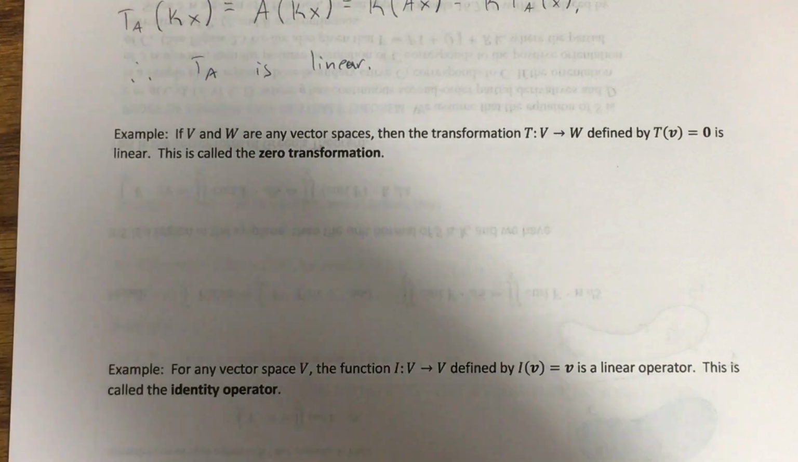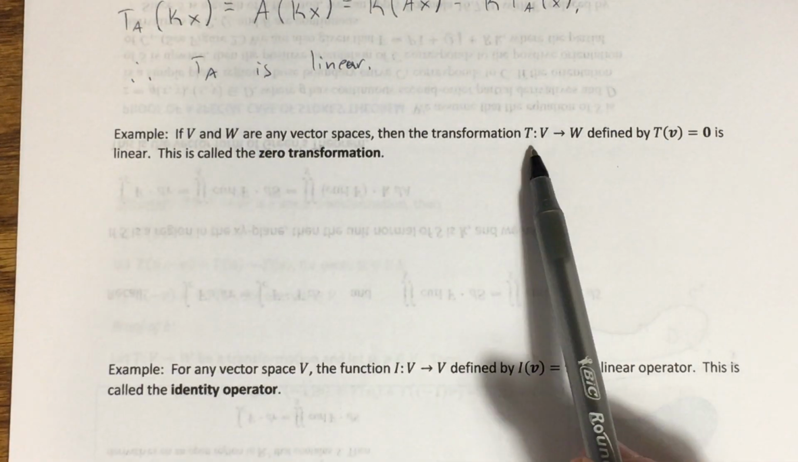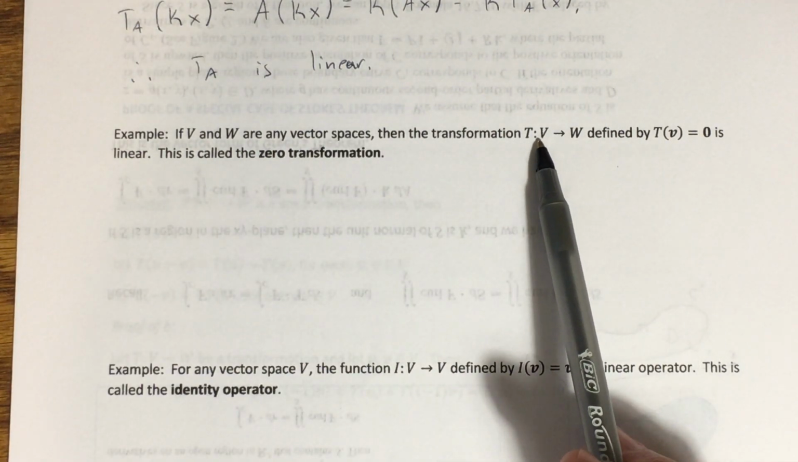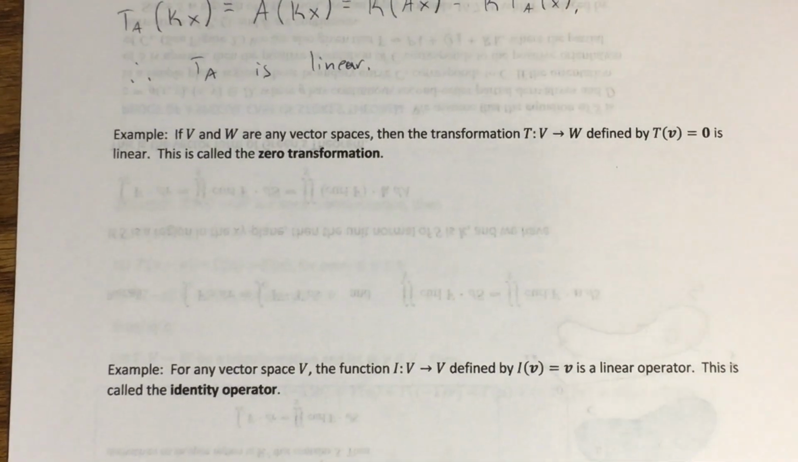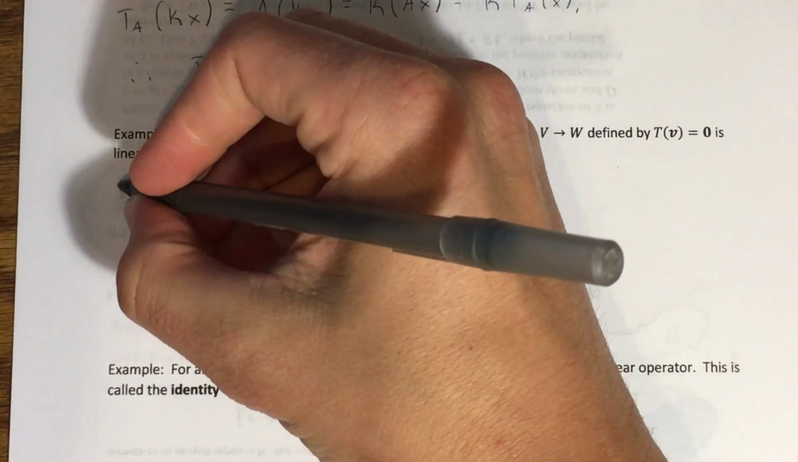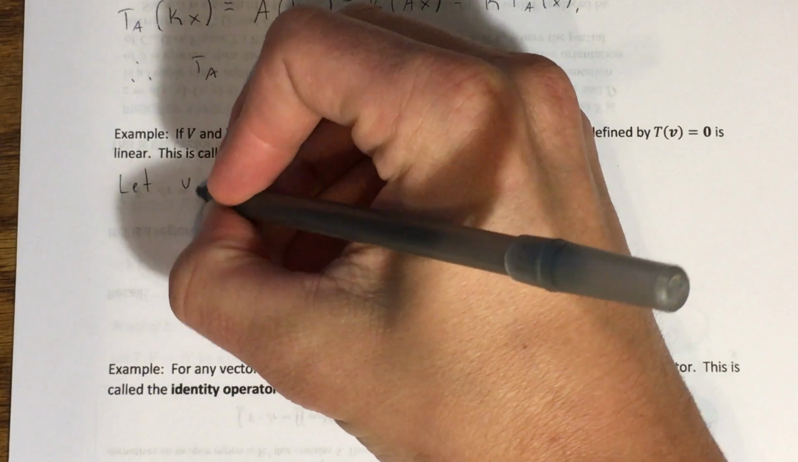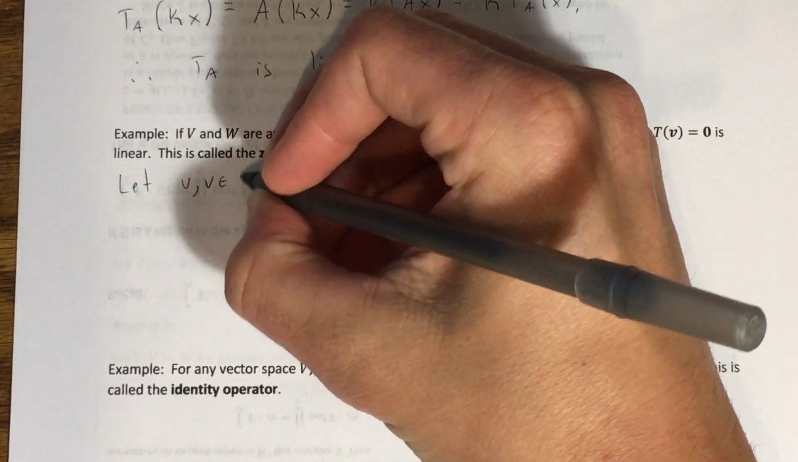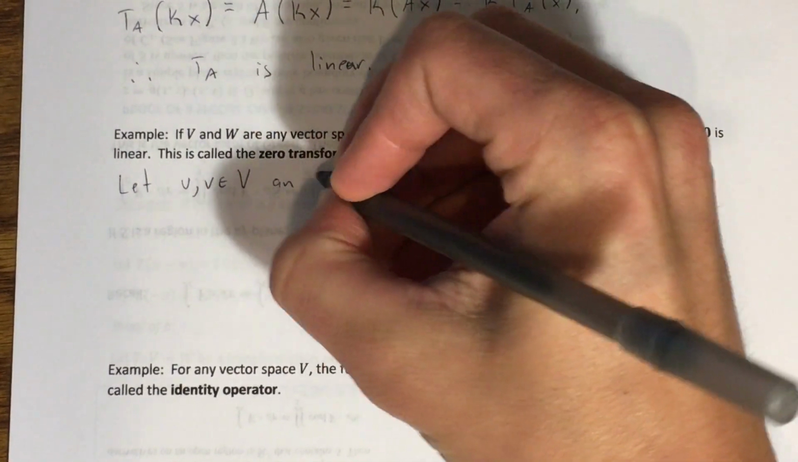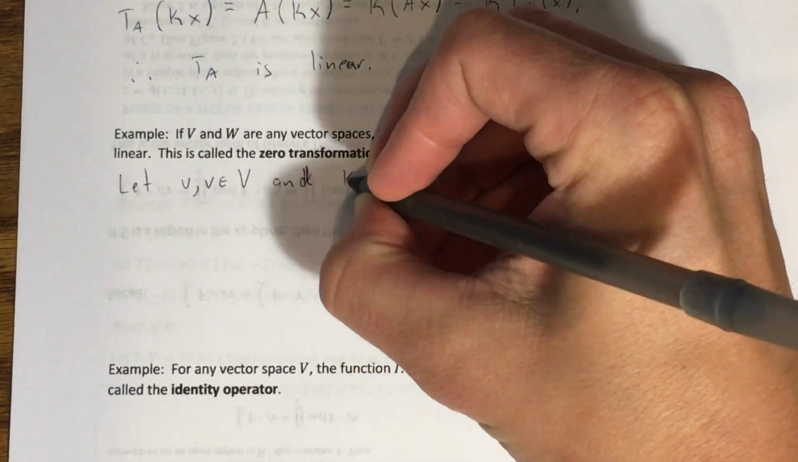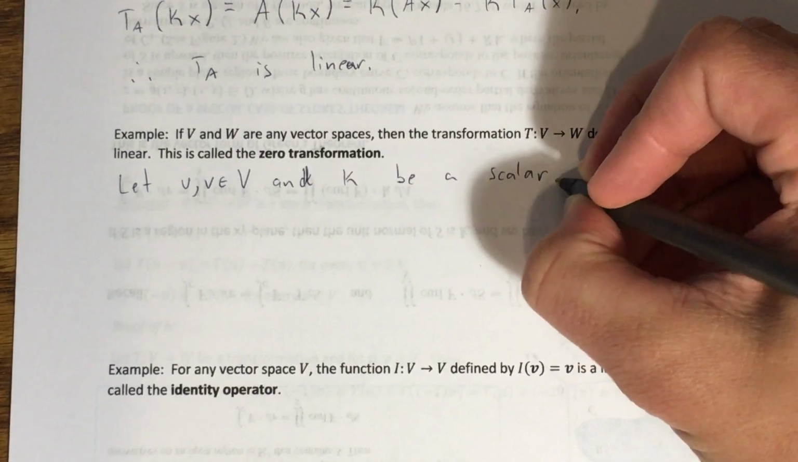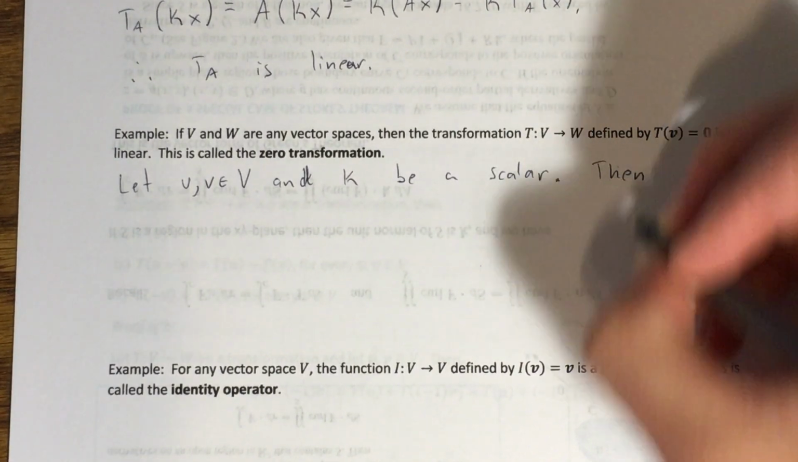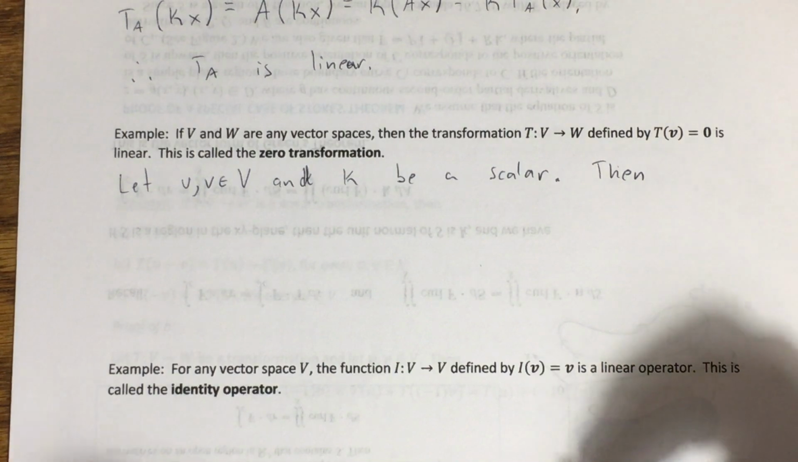So what this is saying is that this is a function that maps any vector in V straight to the 0 vector of W. We call this the 0 transformation, and it is a linear transformation. To verify, again, we make a statement similar to what we started with. Let u and v be vectors in V, and k be a scalar.